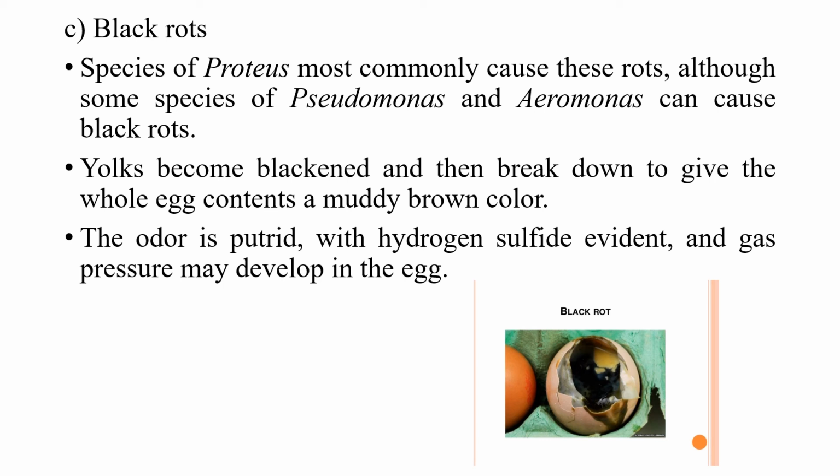Here the odor is putrid with hydrogen sulfide evident, and there is also gas pressure development in the egg. So the third type is the black rot; Proteus, Pseudomonas and Aeromonas are the causative organisms. Here the egg yolk will become blackened, and then they will break down to give the whole egg contents a muddy brown color, and the odor is putrid with hydrogen sulfide evident, and there will be evidence of gas formation.